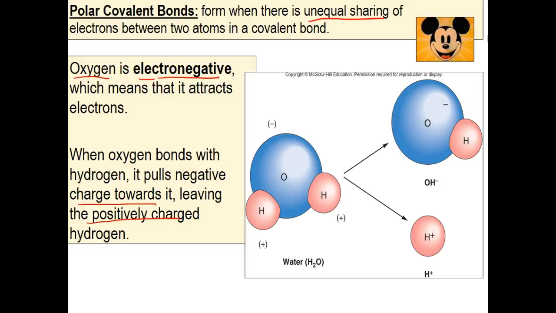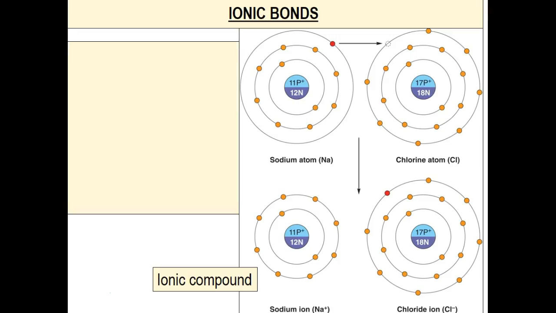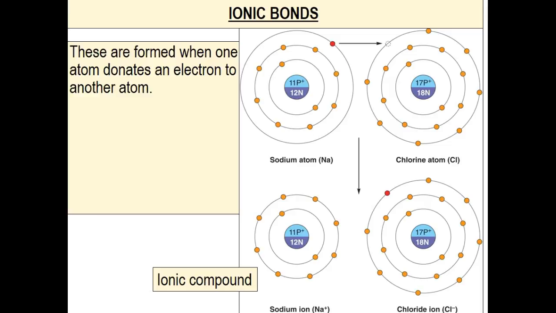Another electronegative atom is nitrogen. Also, fluorine and phosphate are electronegative atoms. Polar molecules make great solvents. For example, sodium chloride, or table salt, will dissolve very well in water because of the polar nature of water. But let's look at ionic bonds.